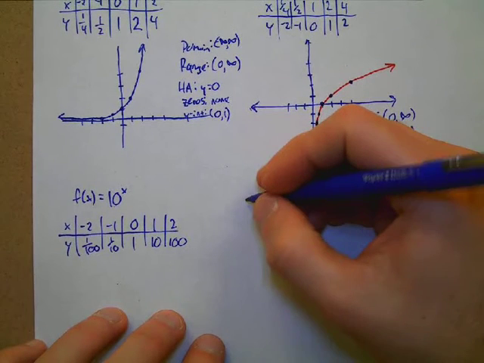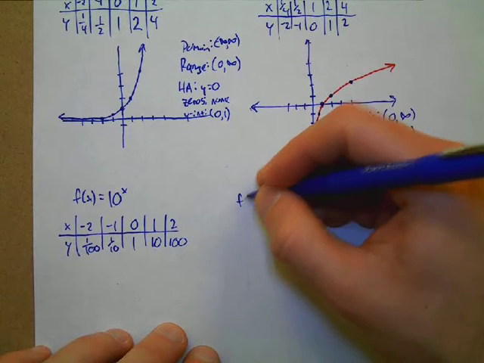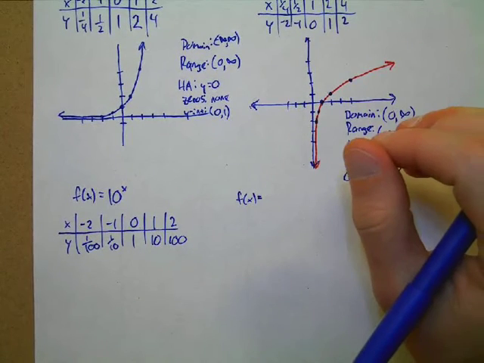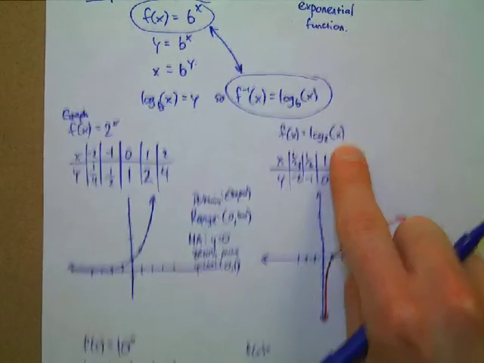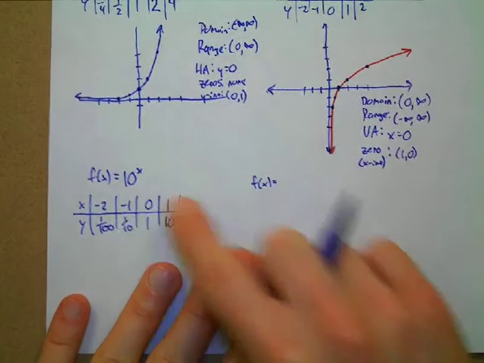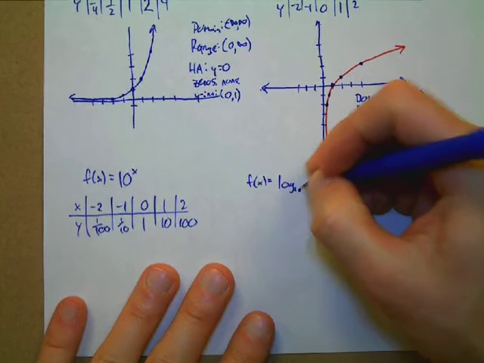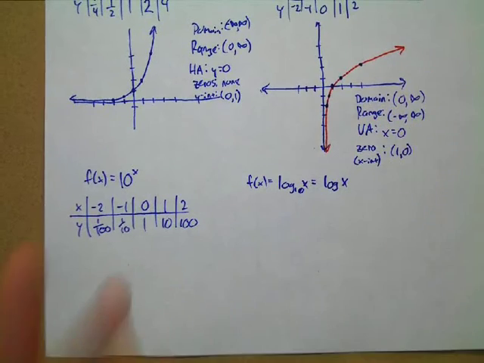All right, let's talk about the inverses then. What would be the inverse function of 10 to the x? So again, 2 to the x, its inverse was log base 2 of x. So 10 to the x, its inverse will be log base 10, which we don't need to write the 10, right? We could just say log of x, because when you don't put a base, we assume it's 10.